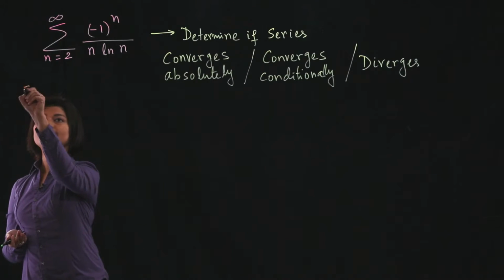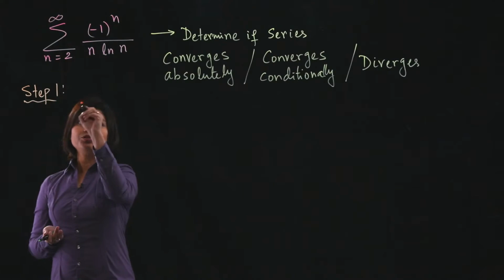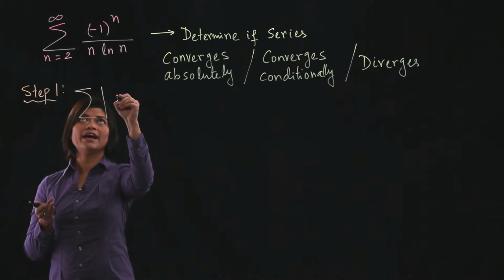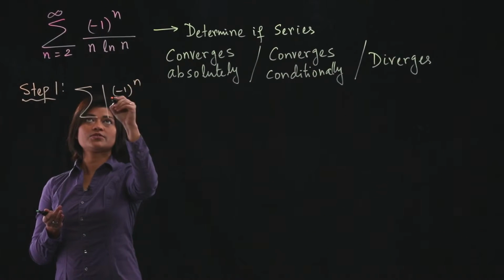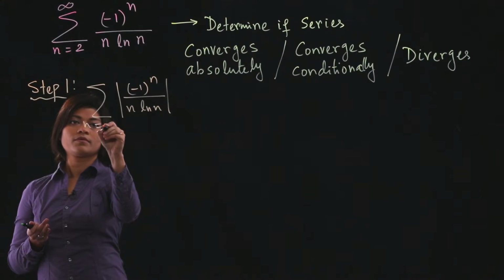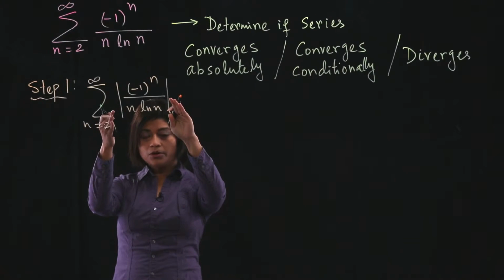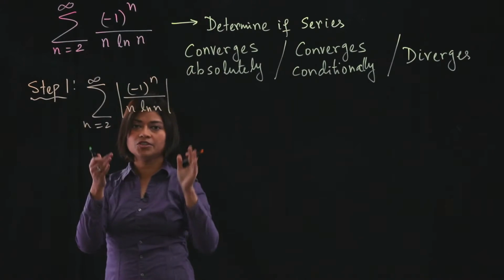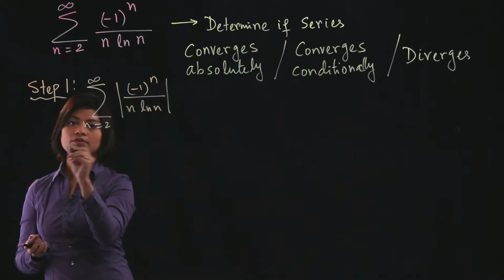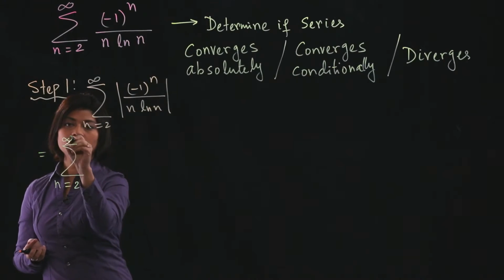So that is step 1. What you do is you take your series but put an absolute value on the terms. If this series converges, then we will know that our original series converges absolutely. So first, let's see what the absolute value will give you.